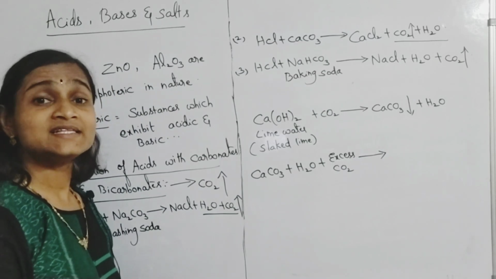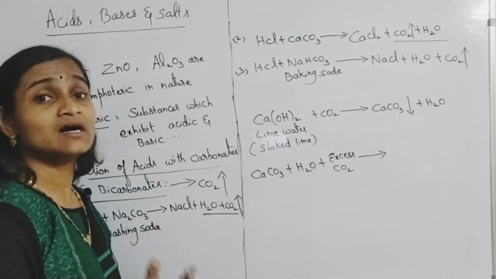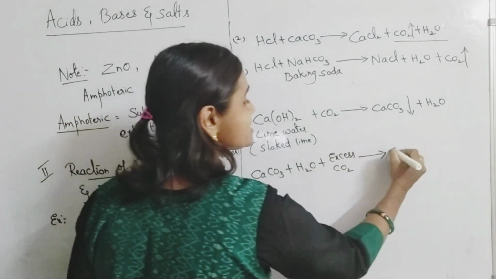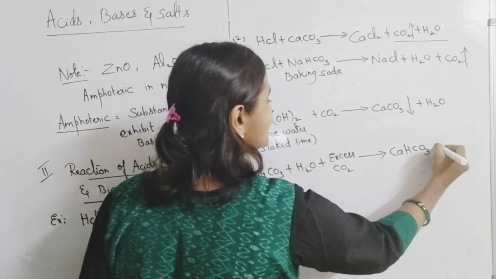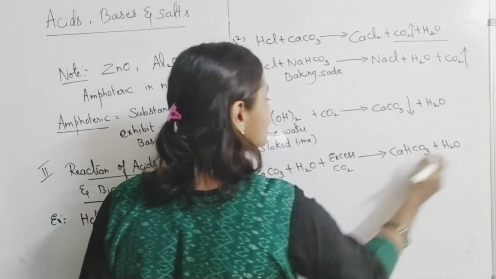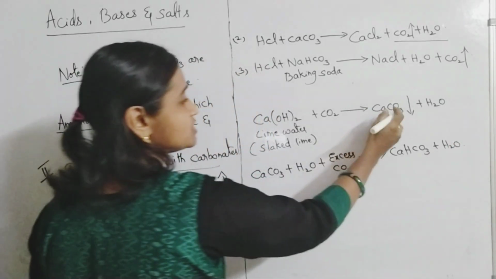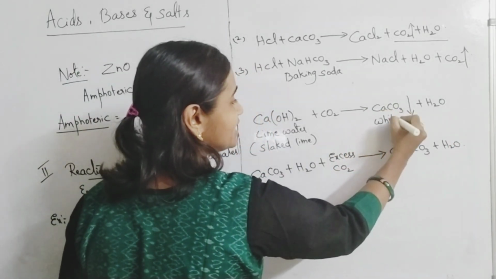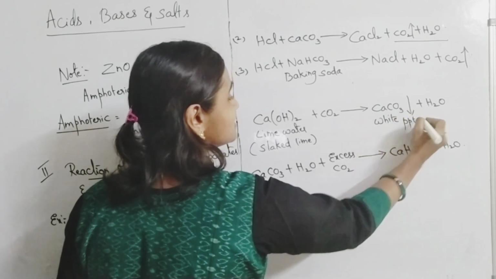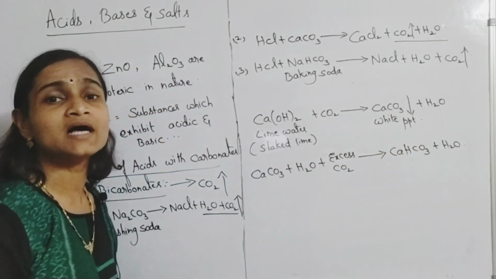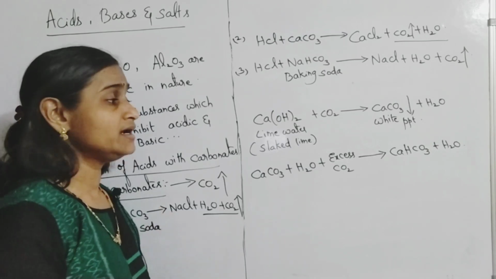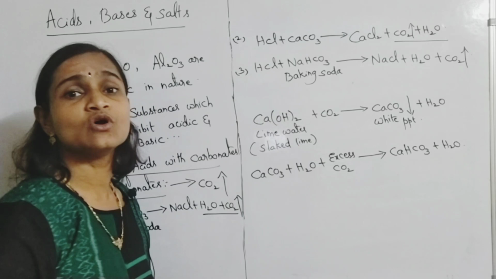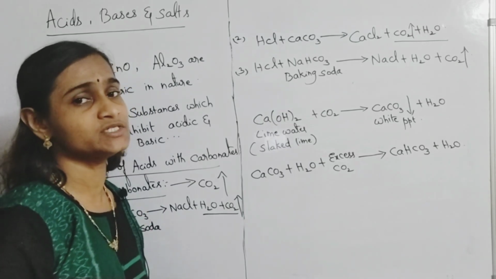The white precipitate gets dissolved, and again you will get a clear solution of calcium bicarbonate, Ca(HCO3)2, plus water. Again you get back a clear solution. Here what you got? A white precipitate. Whereas when excess CO2 is made to pass through that solution, that white precipitate gets dissolved and you will get a clear solution of calcium bicarbonate also.